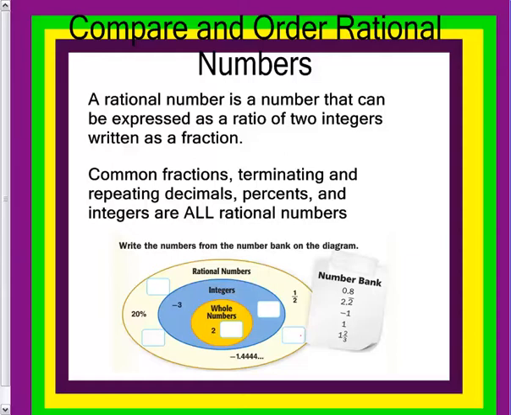Hey guys, today we're talking about comparing and ordering rational numbers. A rational number is a number that can be expressed as a ratio of two integers written as a fraction. Common fractions, terminating and repeating decimals, percents, and integers are all rational numbers.